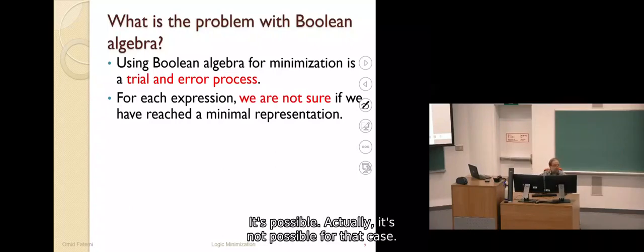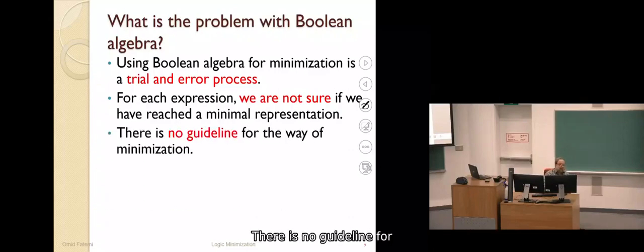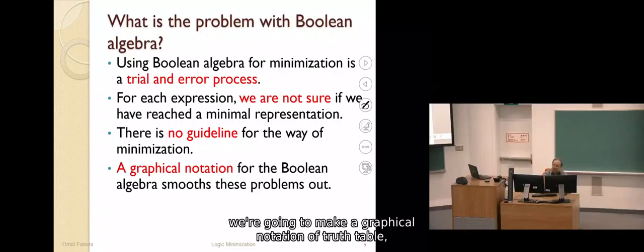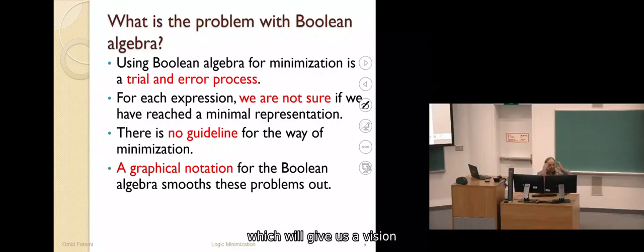It's possible. Actually, it's not possible for that case. I am sure that it is the best, but we don't know. We just reached that point. Maybe we could continue. There is no guideline for minimization in this method. So what we are going to do is make a graphical notation of the truth table which will give us vision of how to minimize the function. So our solution is some kind of visual representation of the truth table.